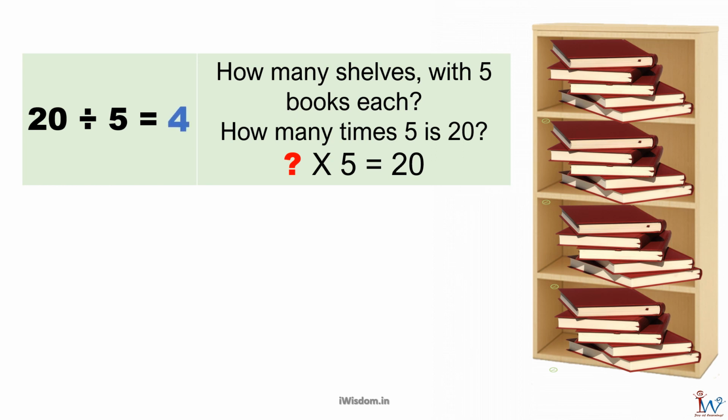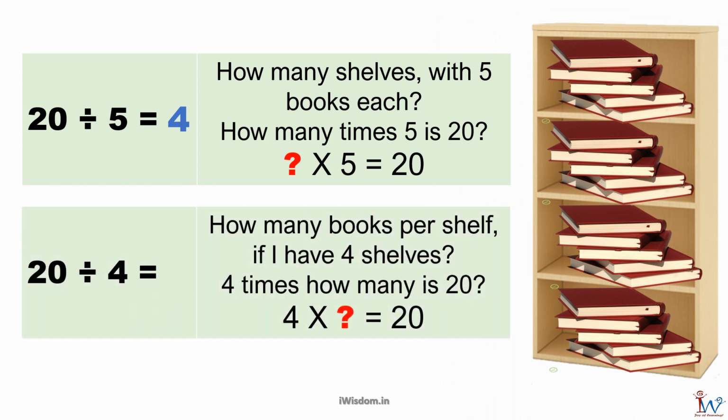This is different from distributing 20 books equally among 4 shelves. The question to ask then is, 4 times how many is 20? By recollecting the multiplication table 4 times 5 is 20, we determine 20 divided by 4 is equal to 5. It is important for you to note and understand this difference, though both scenarios involve division.